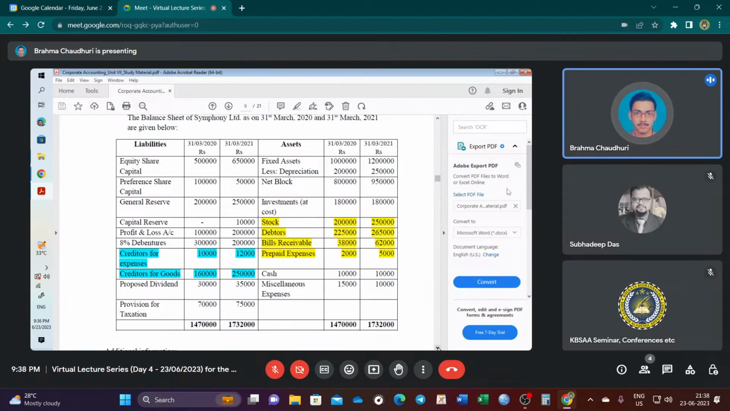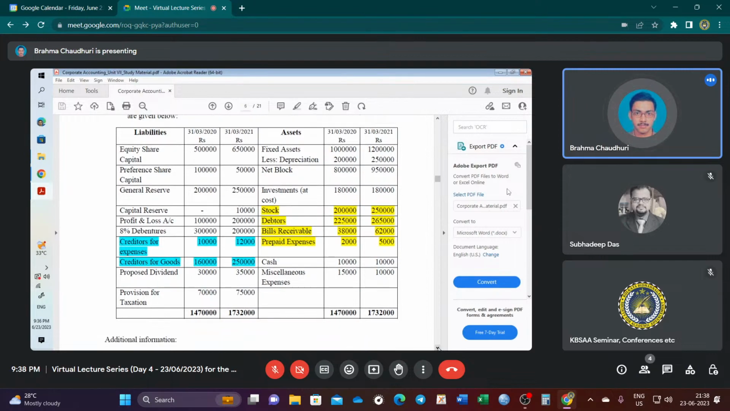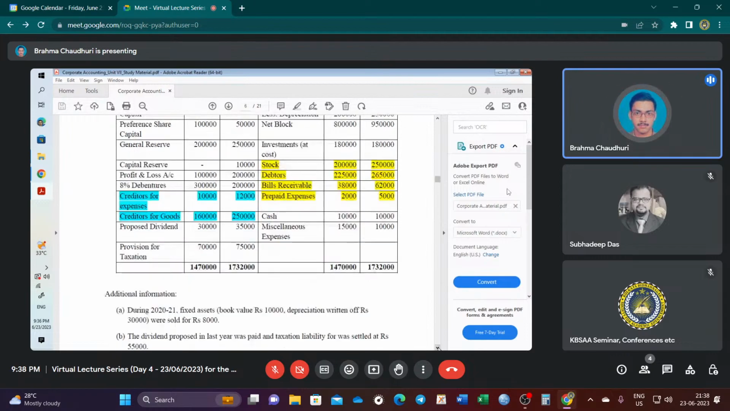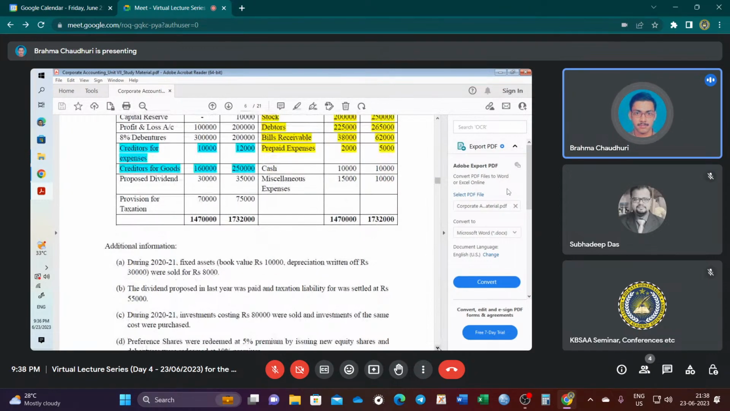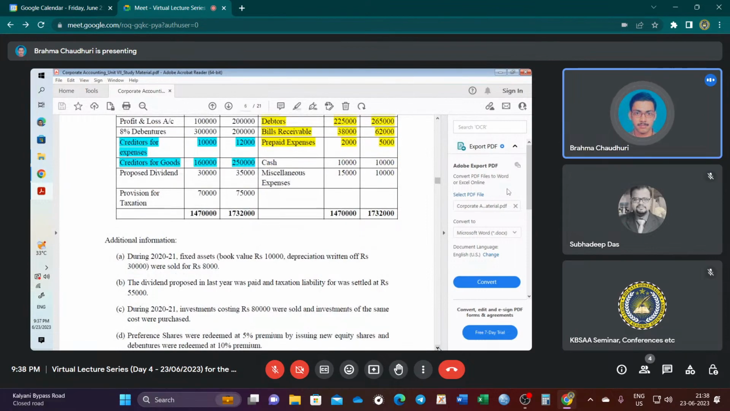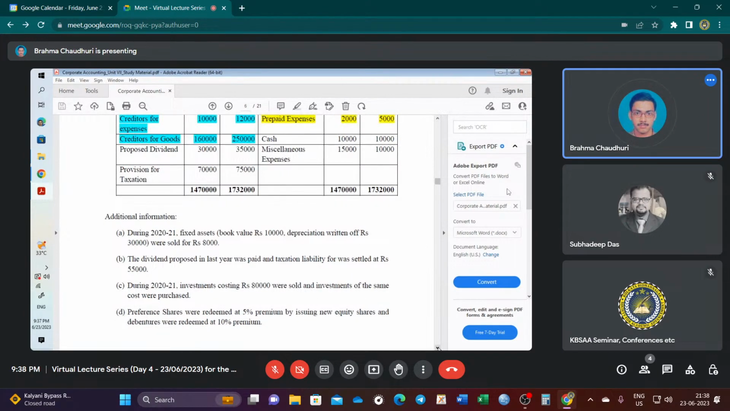Now some additional information is given in this problem. It is stated that during 2020-21, fixed assets, that is book value of 10,000, depreciation written off of 30,000, were sold for 8,000. That means certain fixed assets were sold for 8,000, the book value of which was rupees 10,000 and depreciation written off was 30,000. That means the original cost was 10,000 plus 30,000. The original cost was 40,000.